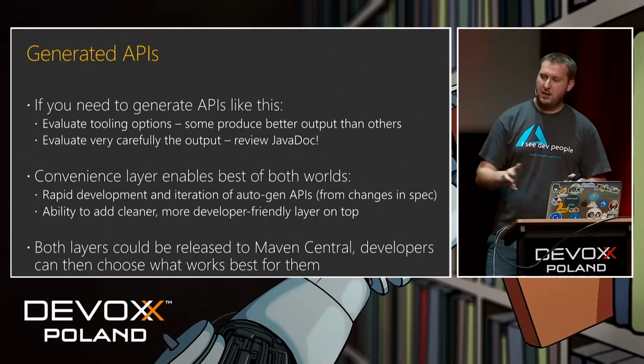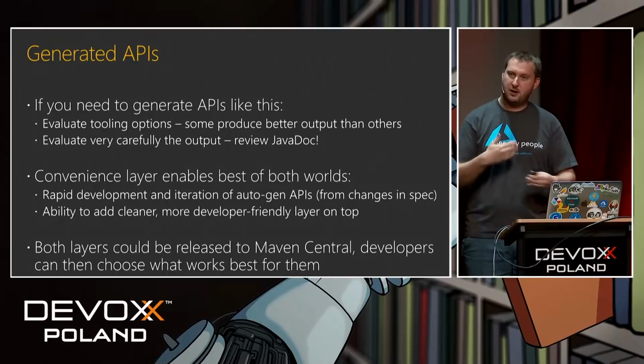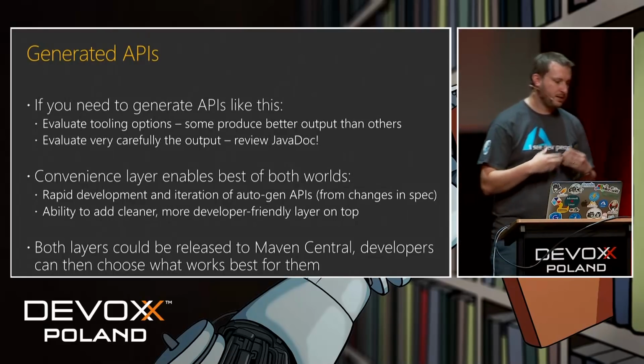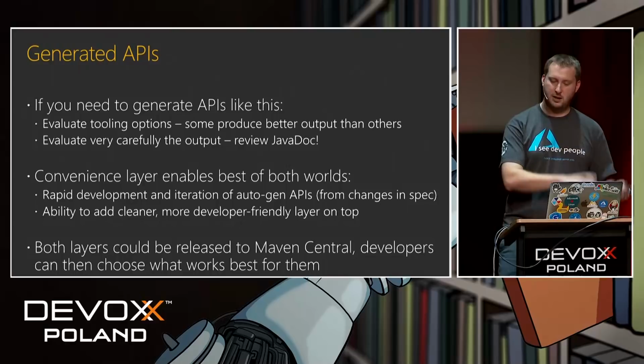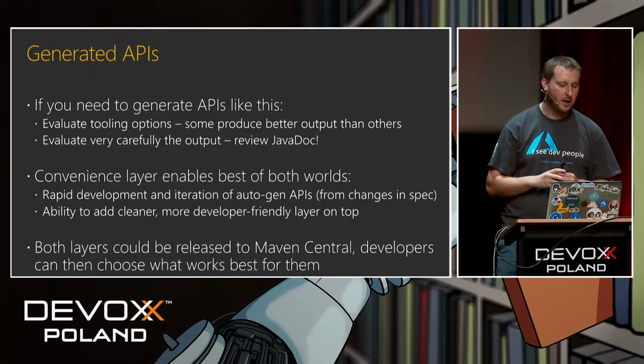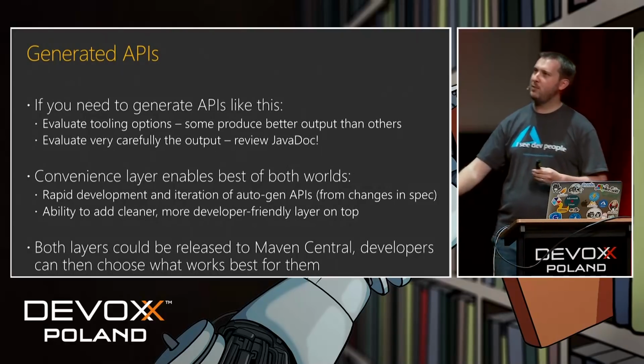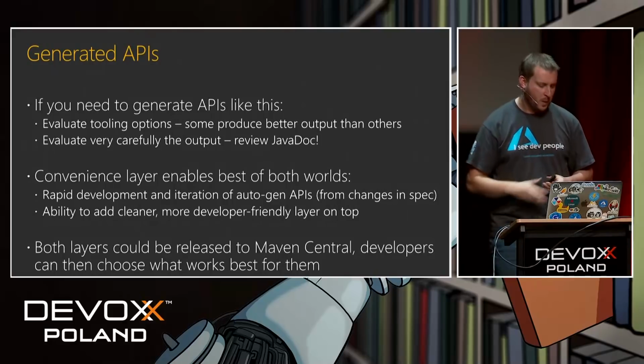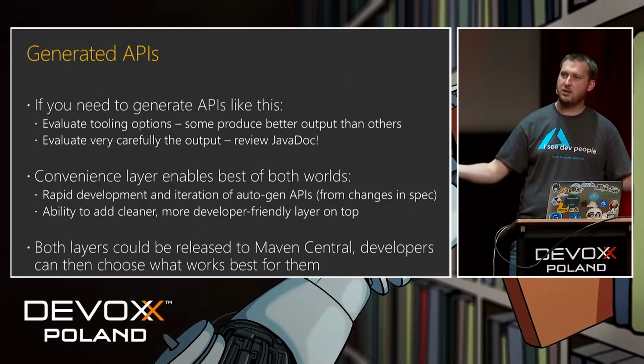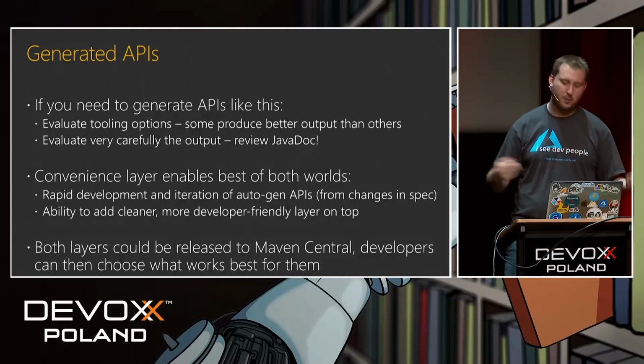If you're happy to kind of lag a little bit, because there is obviously a lag time whenever you have changes in the auto-generated API to reflect them in the convenience API, then you can use the convenience API for a far nicer experience. And what we do is we basically put out both jars onto Maven Central, and you can opt into one or the other.